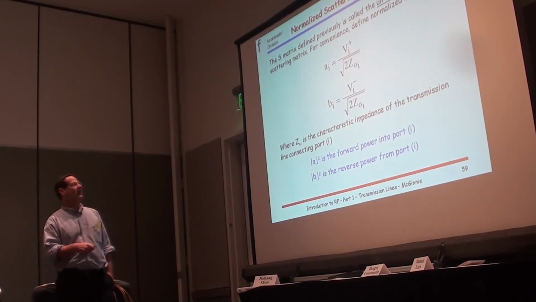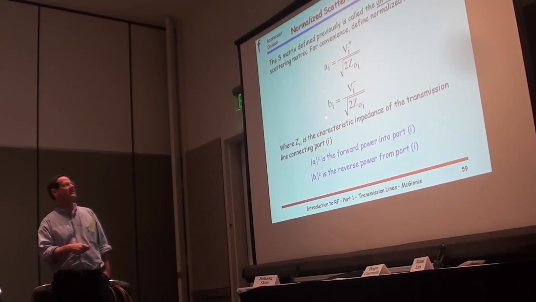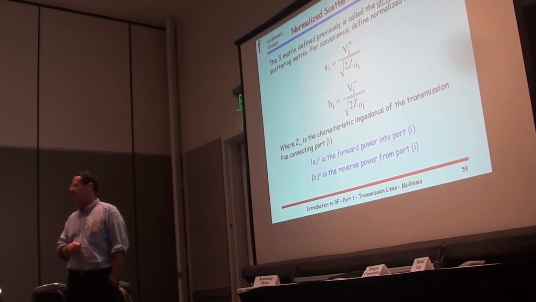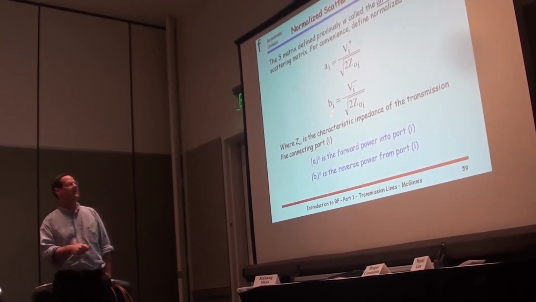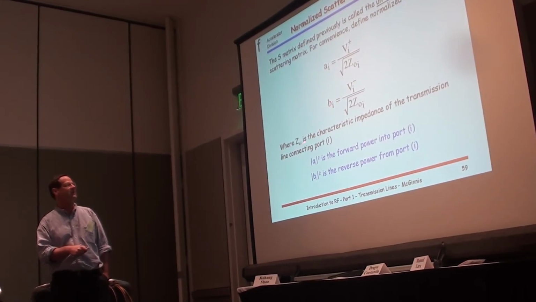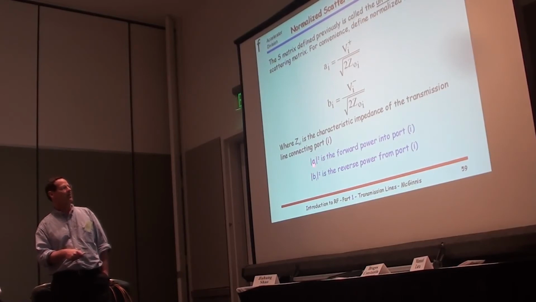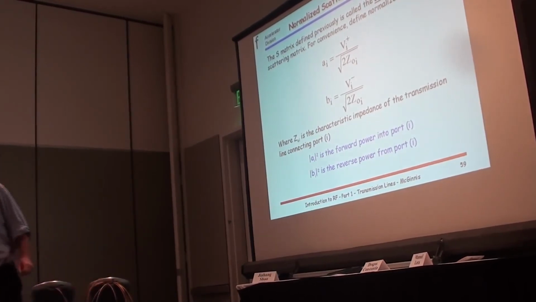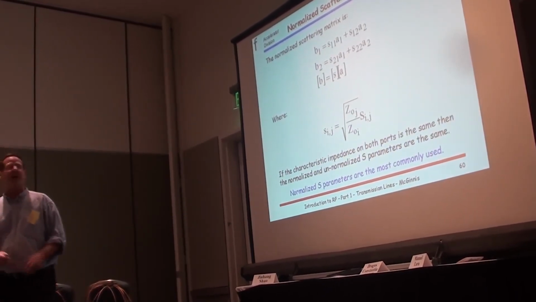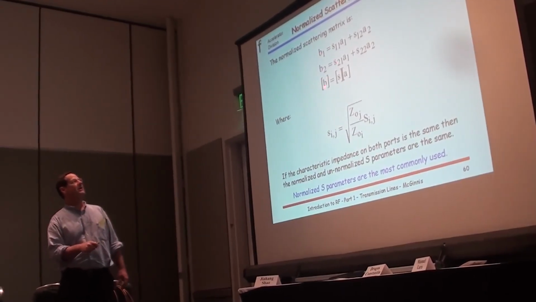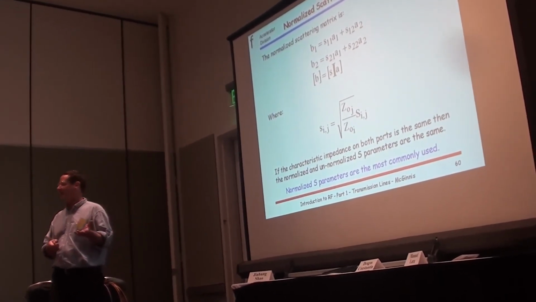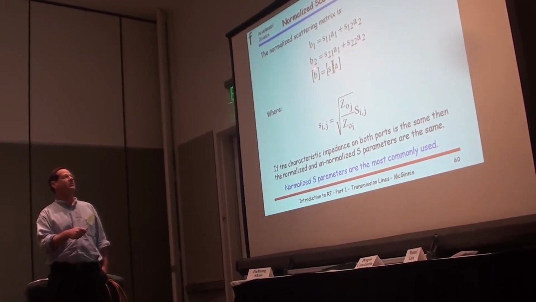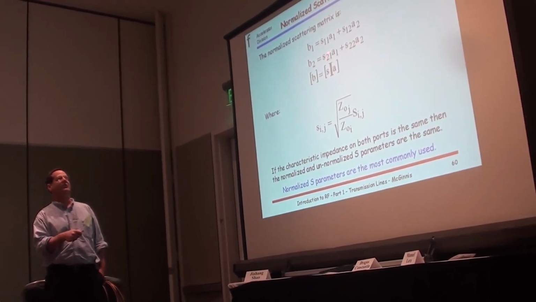So by doing this here, then you now come up with the A's and the B's, and this is what you'll typically see on the network analyzer. The A's are the incident waves, the B's are the reflected waves, and the Z0i is the characteristic impedance of the transmission line connecting port i. So the magnitude of Ai squared is the forward power to the port i, the magnitude of Bi squared is the reflected power. So you normalize the Z, you're getting rid of the Z0 effects. And then you have the normalized scattering matrix, B is equal to SA. So you see on these network analyzers, you'll see this thing called B, which is the reflected waves, is equal to the scattering matrix times the incident waves.